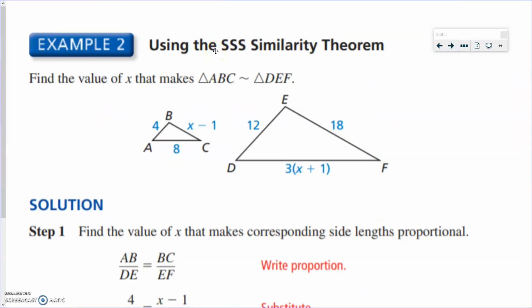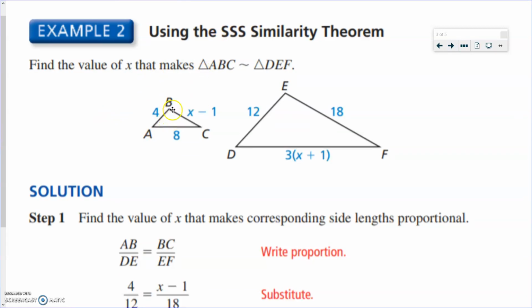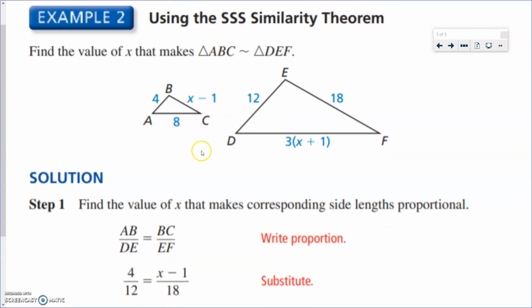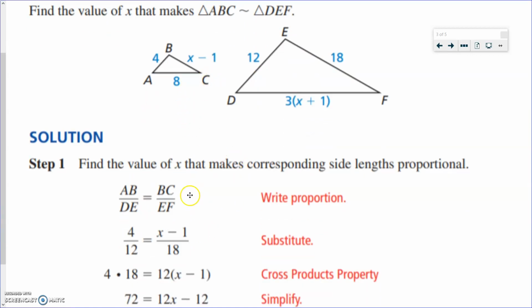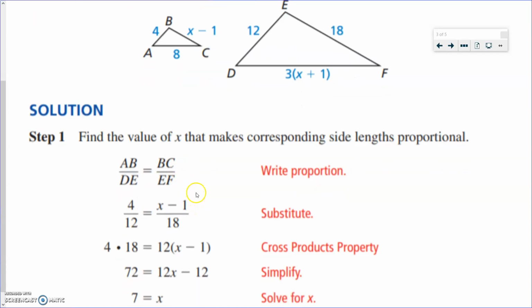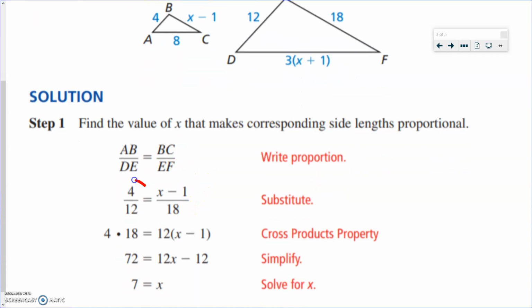Here is another example of how to use SSS, and you'll be using some algebra. We want to find the value of x that makes triangle ABC similar to triangle DEF. So we have AB over DE, which gives us 4 over 12. We want to set that equal to BC over EF, which will give us x minus 1 over 18. Once we set this up, we can do our butterfly.